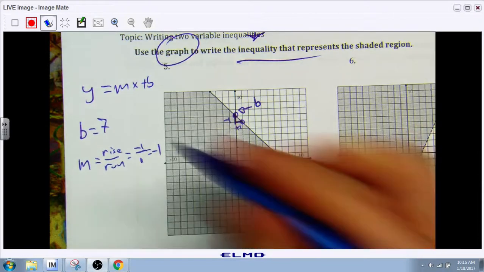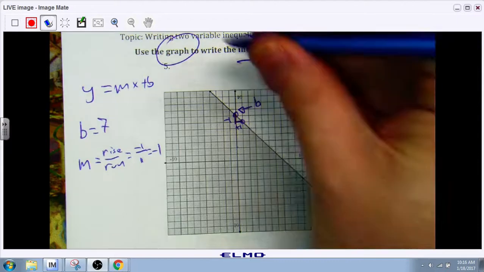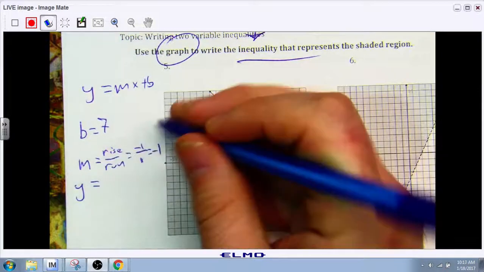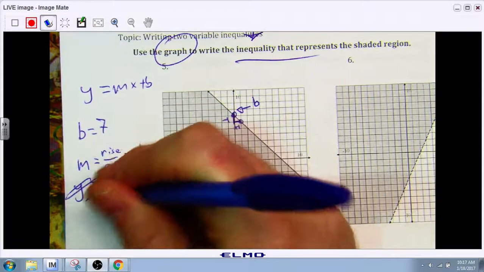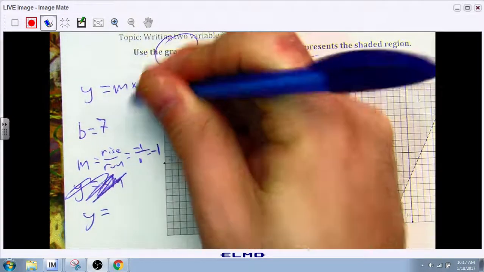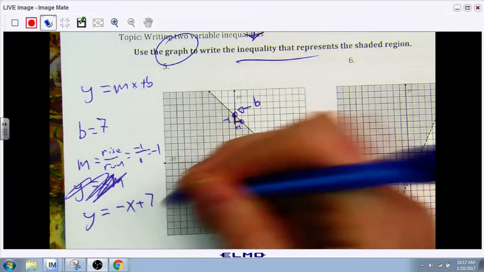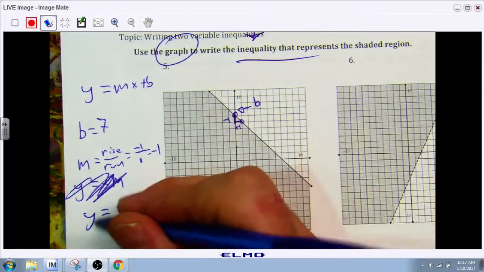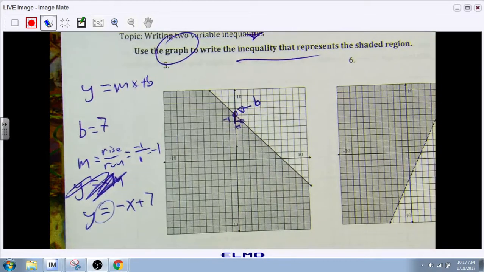So now I have my m, I have my b. I can write most of my inequality. I can say y equals negative 1x, or negative x, plus my b, which is 7, except it's not an equal sign, right? This is an inequality. And so when I look at this, I have to figure out what side of the equation this is working for.